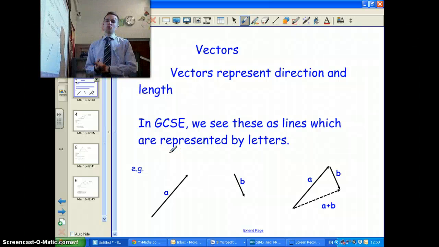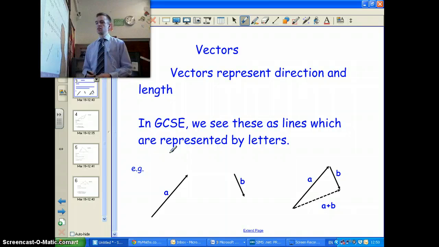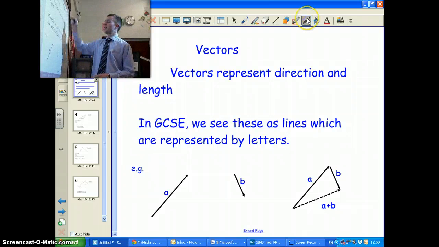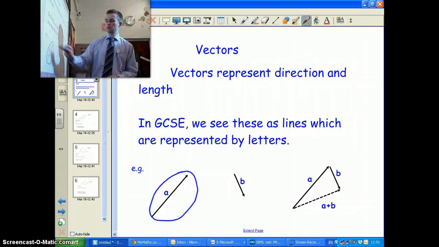Hi guys, today we're going to talk about vectors, alright? So vectors represent direction and length, and when we see them in GCSE, we see these as lines which are represented by letters. So we're going to look at a few of these today. So we'll start with this one here.